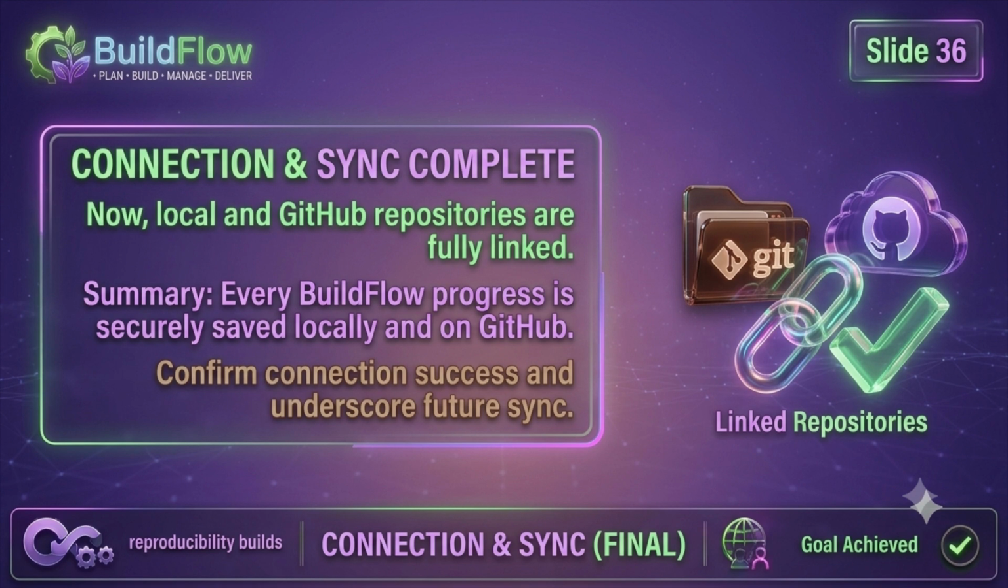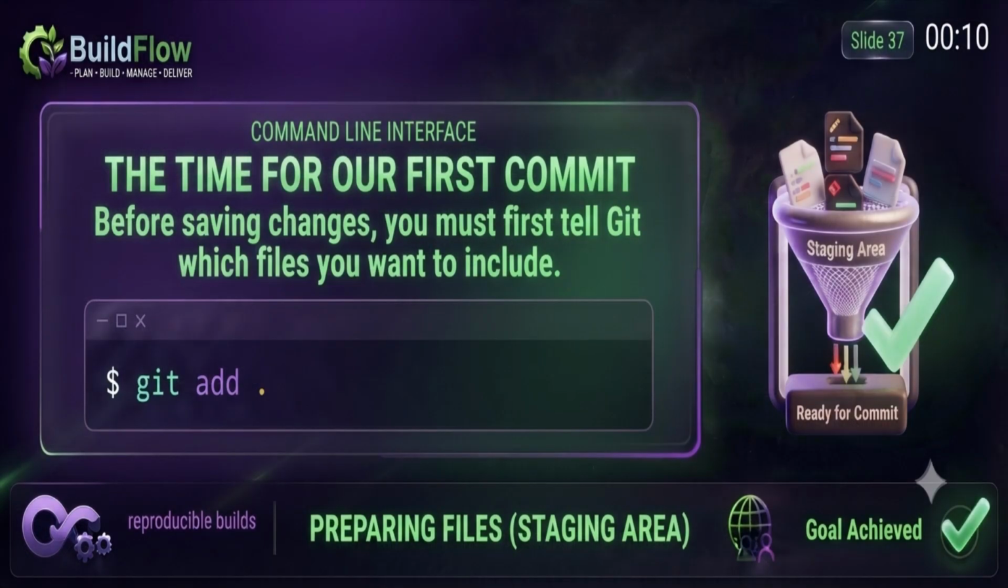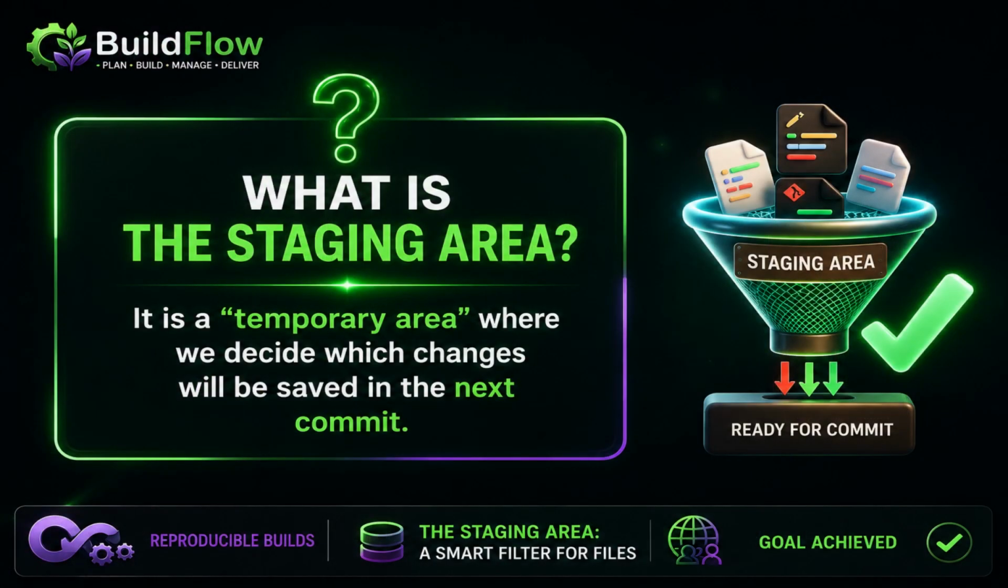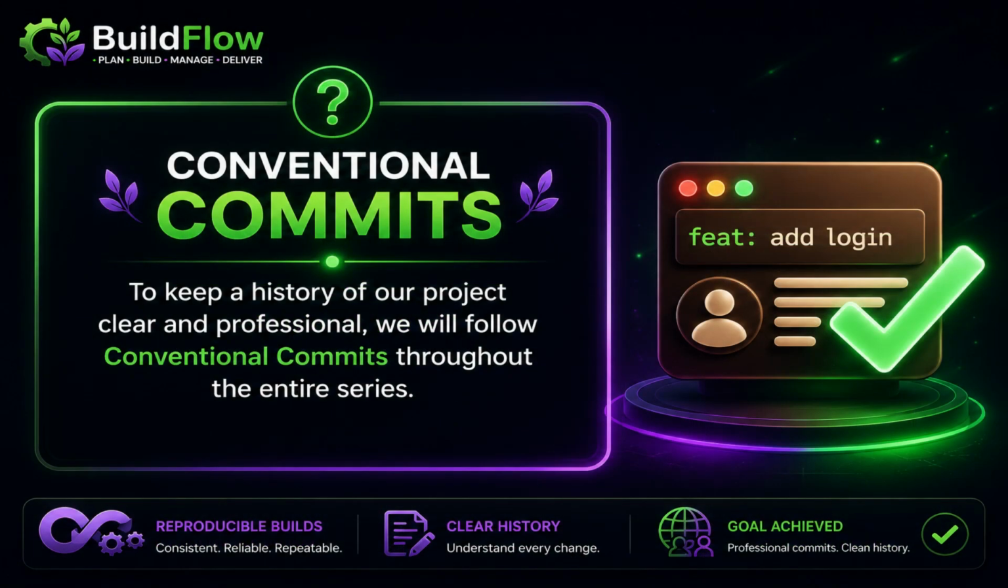It is time for our first commit, but before that, we add the files to the staging area using the command git add . We can think of the staging area as a review area. We are telling Git exactly what we want to include in this version of the project. And then we create our first commit by running git commit -m and then the following sentence.